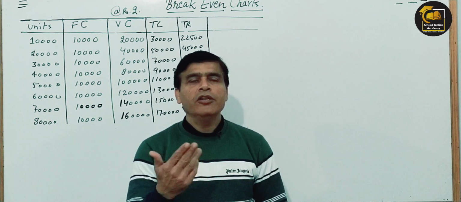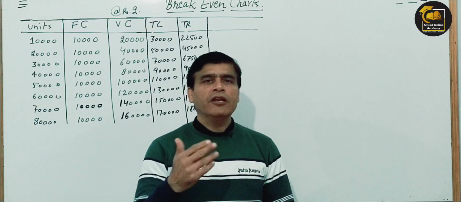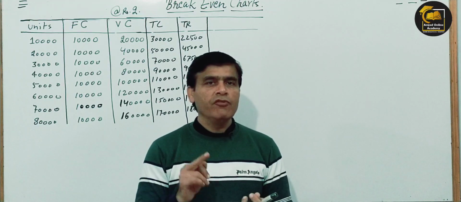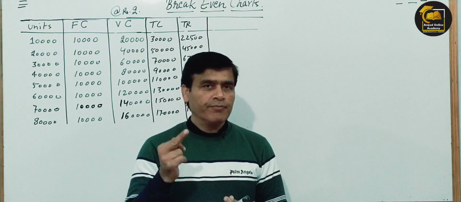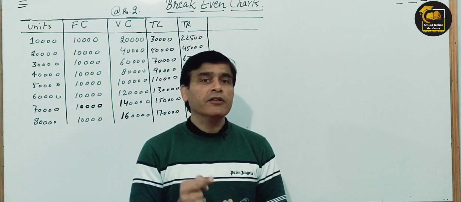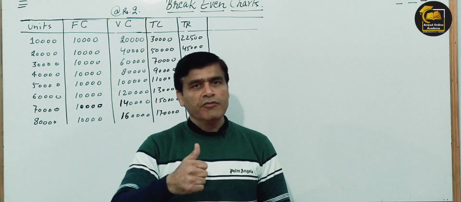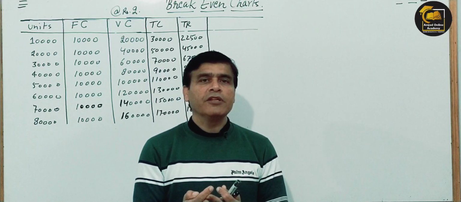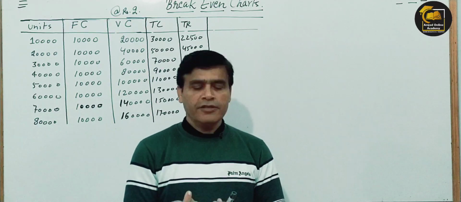Here in the continuation of the previous lecture, the main ongoing topic is the CVP analysis, under which we are discussing some tools and techniques. In the previous lecture, we discussed the first method of CVP analysis, the equation method. Then the second method to analyze the CVP relationship or analysis.